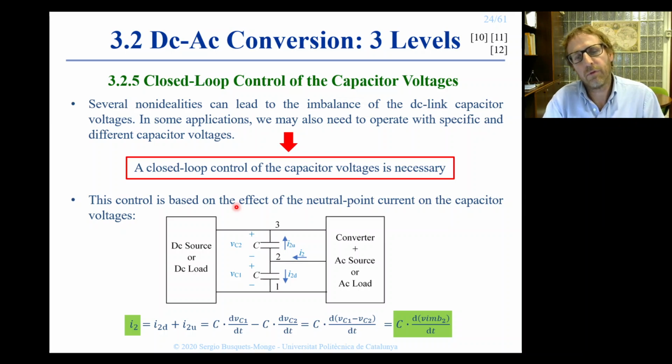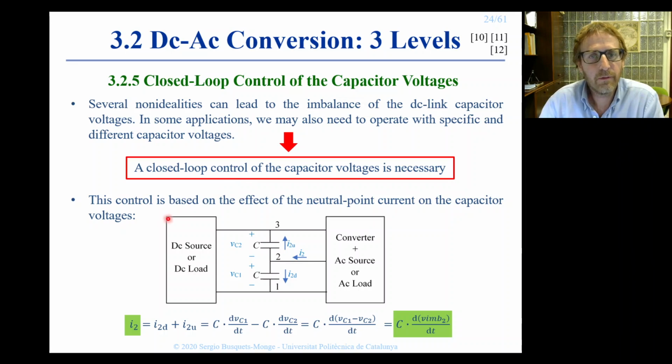Another reason for which we can get capacitor voltage imbalance is that the impedance across the two DC-link capacitors may be different. Or even we could have some leakage current through the load neutral that could cause this capacitor voltage imbalance. For all these reasons, we need a closed-loop control of the capacitor voltages. We may even need to operate in some applications with different capacitor voltages, and for this reason, to adjust the voltage of each capacitor to the desired level, we will need this closed-loop control.